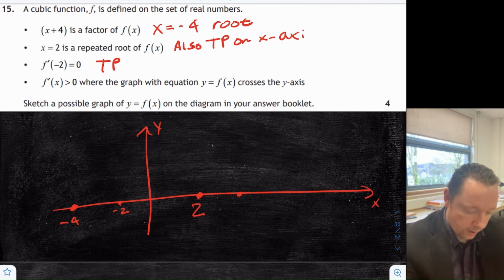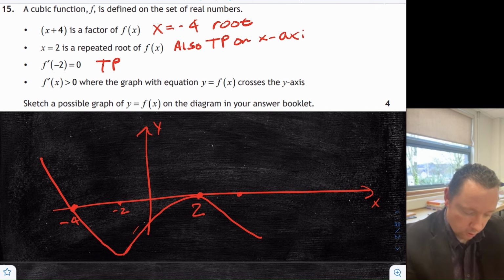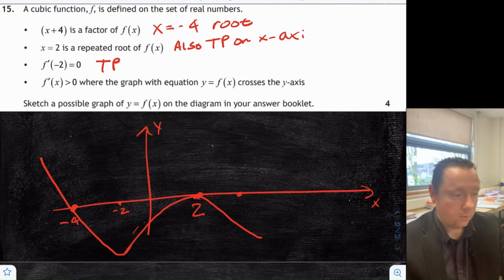So we know that it's going up at this point, but this is a turning point, so it must drop back down. So we now know that it must go like this. And we know that this is a turning point, so it must turn here and go up here because that's a root. So we've got a root, a repeated root, and we're done there.